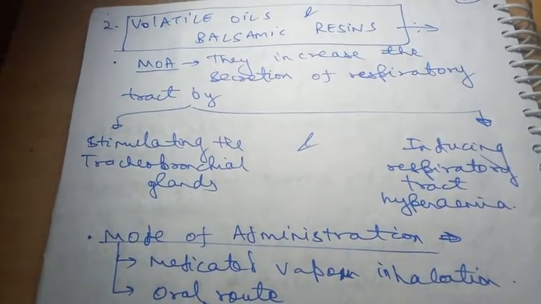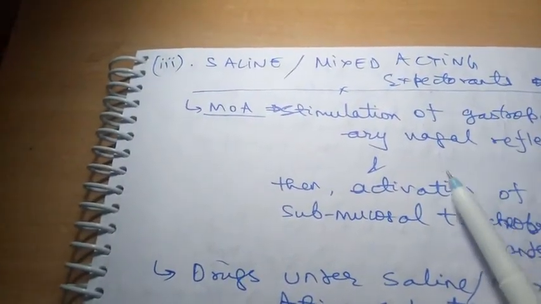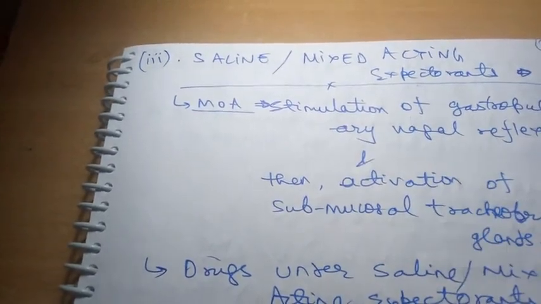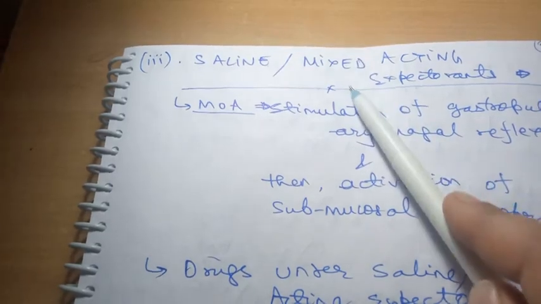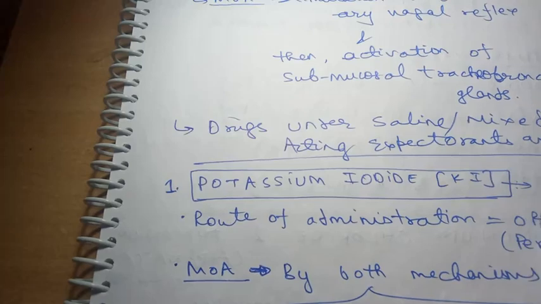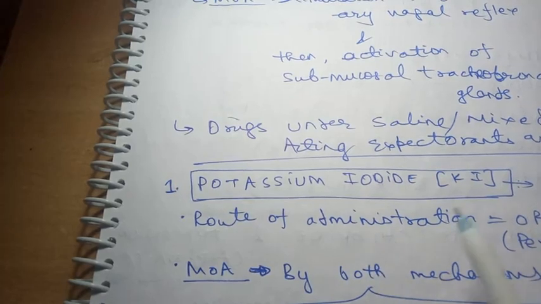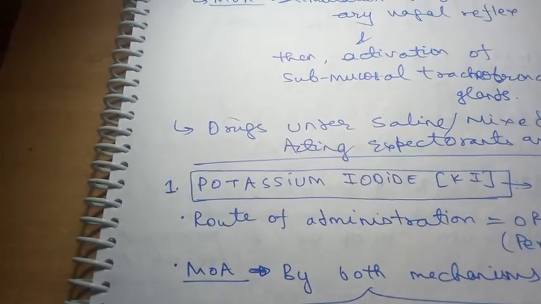Thirdly, we have saline or mixed acting expectorants. They act in both ways: reflexively, by stimulating the gastropulmonary vagal reflex, and directly on the tracheobronchial glands. That is why they are called mixed. The drugs are potassium iodide, ammonium salts, antimony potassium tartrate or tartar emetic, and syrup. For potassium iodide, the route of administration is oral, that is per os, PO.